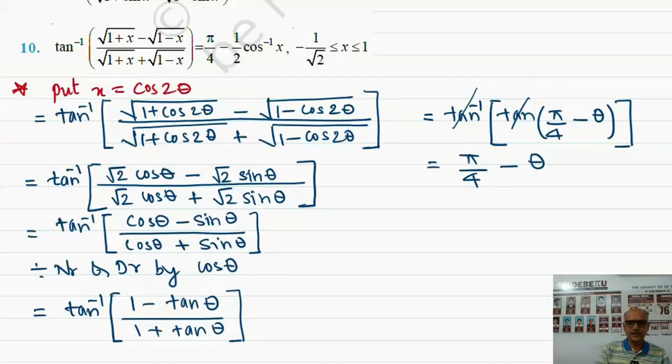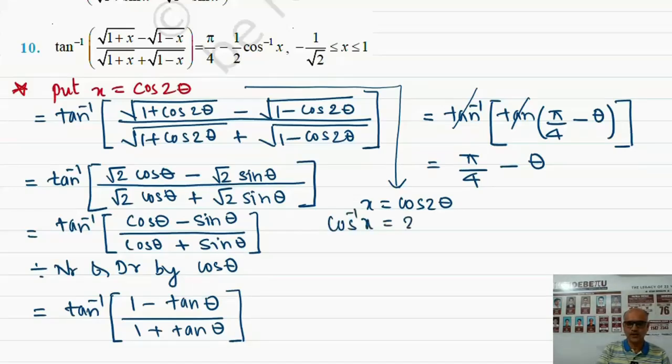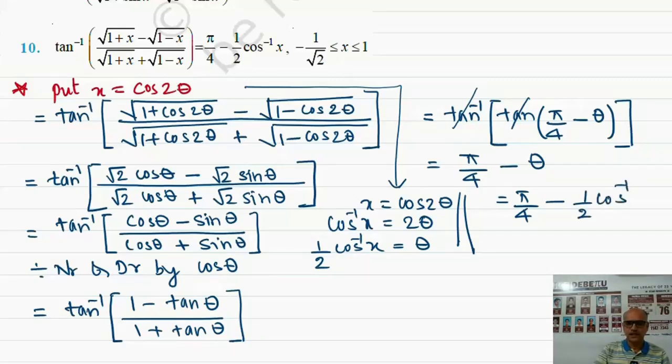Now substitute theta from the substitution we have taken. We have taken x equal to cos 2 theta, so you will have cos inverse x is equal to 2 theta. Dividing by 2, you will have 1 by 2 cos inverse x is equal to theta. Now substitute this value. So you will have pi by 4 minus half cos inverse x. That is our RHS answer.